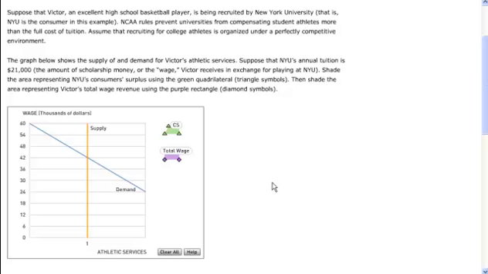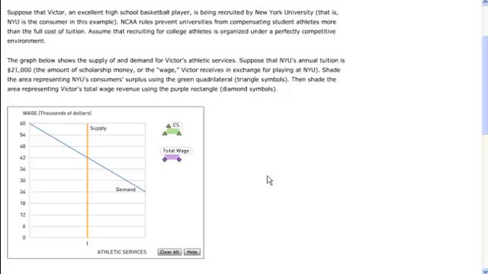To answer question number 8, you're going to want to reference pages 76 and 77 regarding consumer and producer surplus. So we're given a situation with a high school basketball player, and to play at any college, the maximum wage he can receive is capped at the tuition of that college. Victor can play for NYU, and their annual tuition is $21,000. So that's equivalent to the wage that Victor receives for playing at NYU.